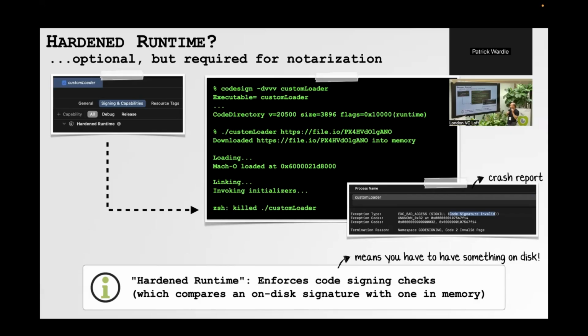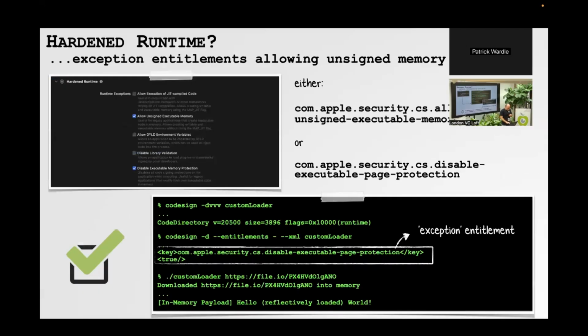And we can see that here: the code is loaded into memory, all the fixups work. But as soon as we go to execute the code, the hardened runtime goes to check the code signing stuff, and it can't find anything on disk. So it just kills the process, which is probably what it should do. But that's annoying. Well, the good thing is Apple provides exceptions that, if you specify them in your binary, your loader, basically turn off the hardened runtime, which is super nice.